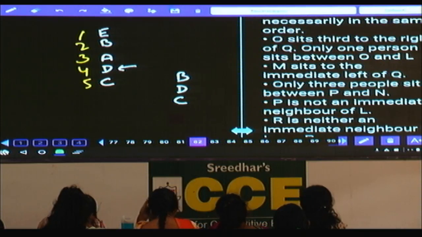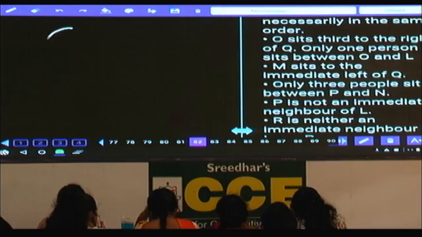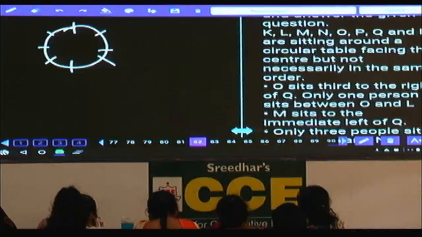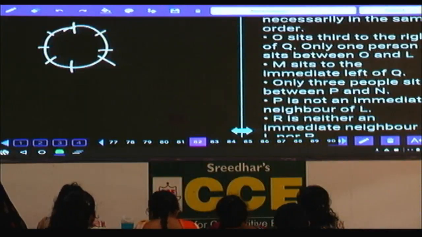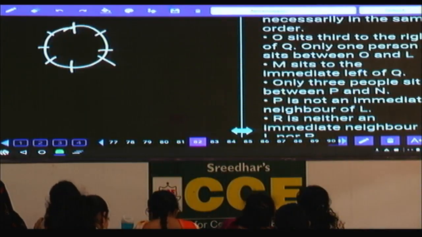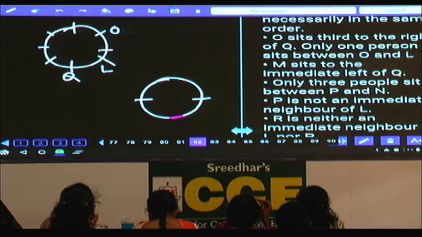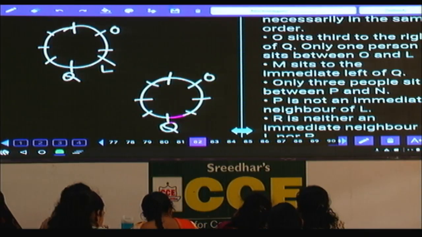Then 82 to 86. Now in this 82 to 86, it is based on circular arrangement. How many persons are there? 8 persons, they are seated around a circular table and facing the center, as clearly given. Q is here. O sits to the right of Q. One person between O and L. How many possibilities? 2 possibilities. As there is a second possibility, we are writing this one. Second possibility as it is. Now Q is here, O is here, and one person between O and L, L can be here. Done with this? Then next one.